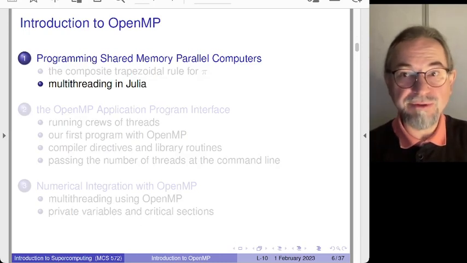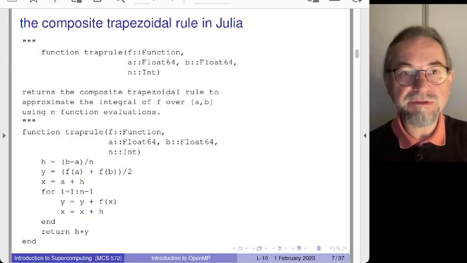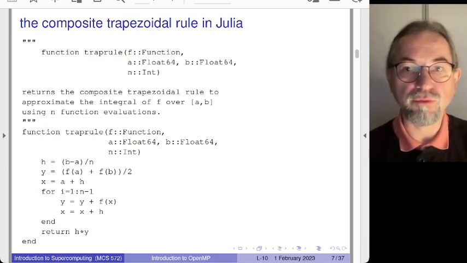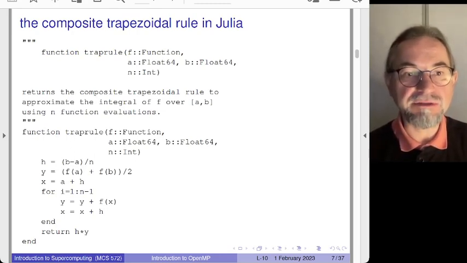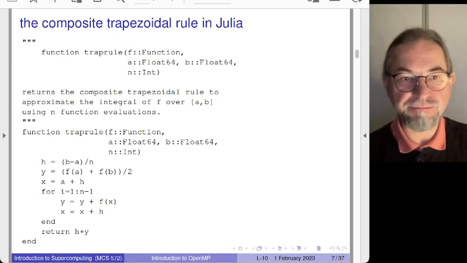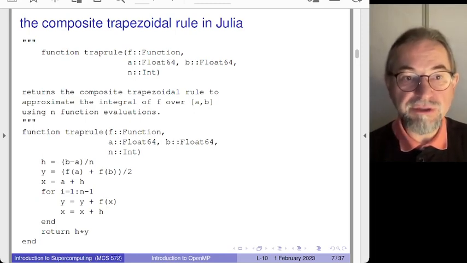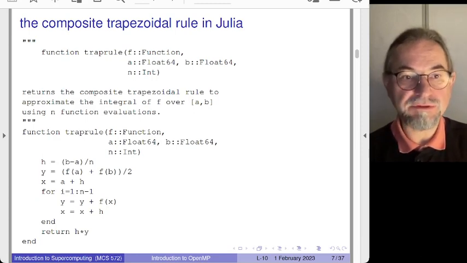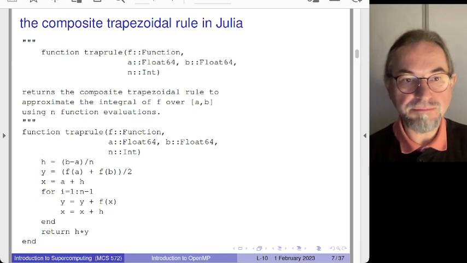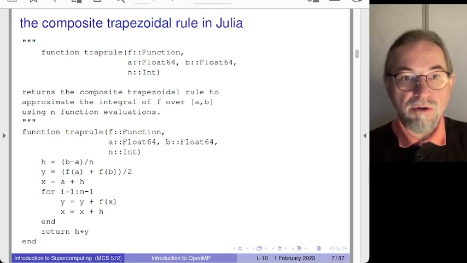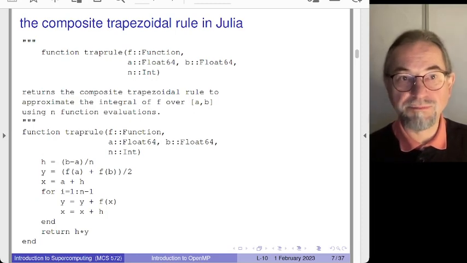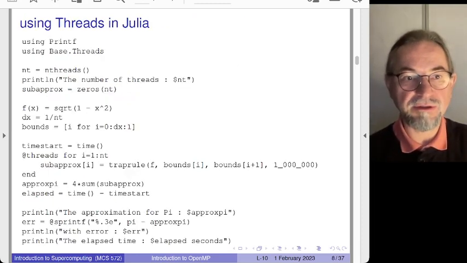Okay, how do we do multi-threading in Julia? Here is the composite trapezoidal rule in Julia. We define this function. We had the summation, and in Julia you have a very straightforward implementation. You can see that we do n+1 function evaluations. We evaluate the summation in an explicit loop.